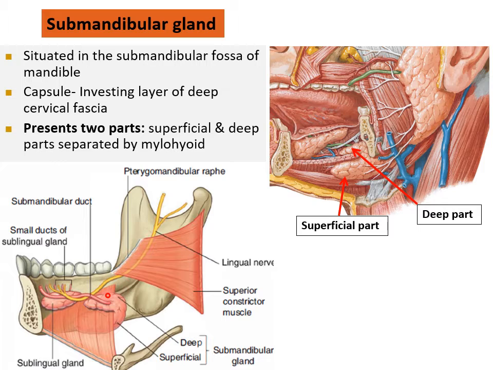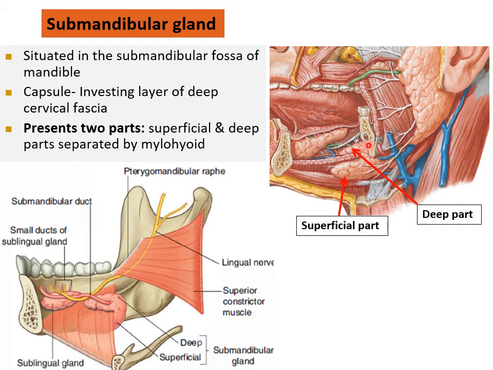And this gland is covered by a protective layer which is derived from the investing layer of deep cervical fascia. As you know, the deep fascia of the neck consists of three layers: investing layer, prevertebral layer and pretracheal layer. The investing layer, as the name suggests, closely invests or covers the submandibular gland and forms a capsule for it.